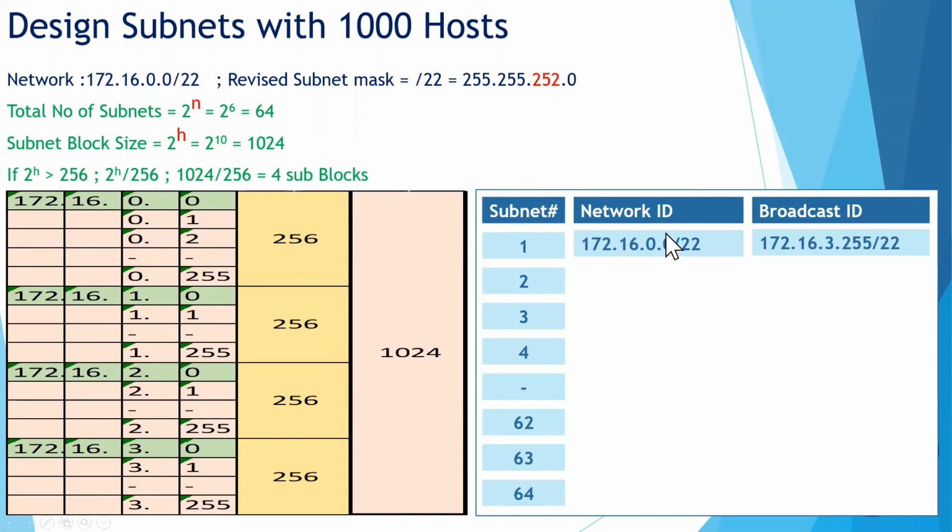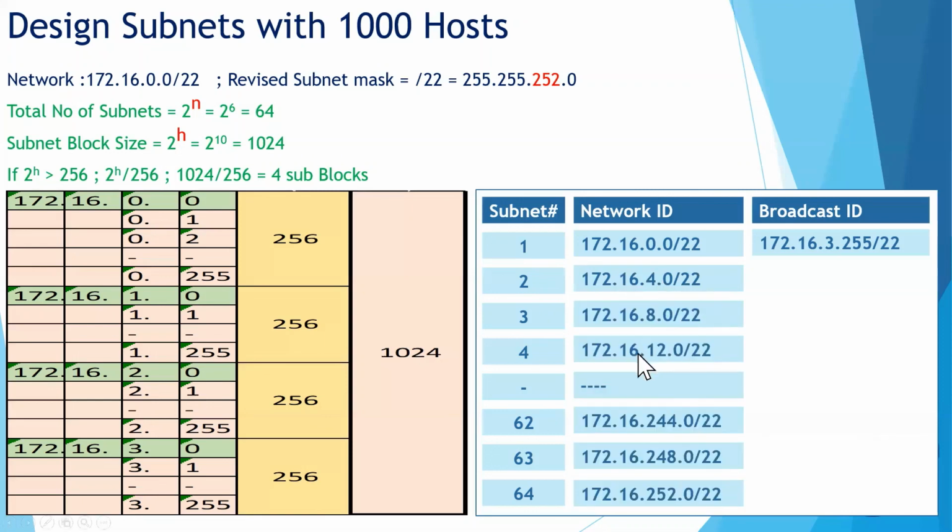To find out the next network ID, we have to add the block size. In this case, we cannot add the block size, which is greater than 256. So we have to add the sub-block size, that is 4. In our subnet mask, we have to find out the non-zero octet. The non-zero octet is this one, the third octet, that is 252. So under the third octet, we have to add 4, this sub-block size. When we add 4 to this third octet, we will get the next network ID, 172.16.4.0. The same way, we have to add 4 to every network ID, and we will get the subsequent network IDs: 4, 8, 12, like that.